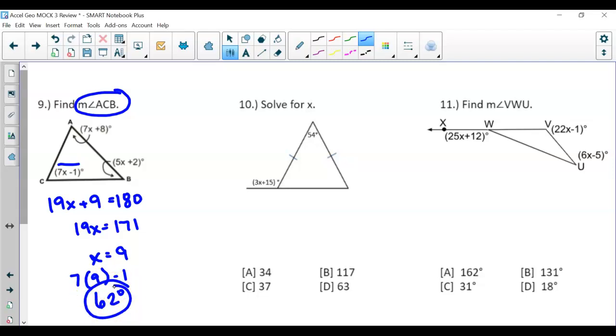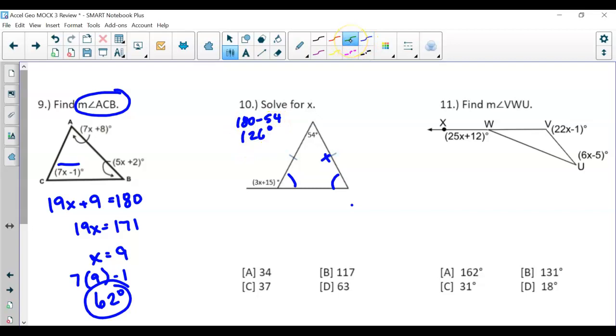So now number 10, we're focusing on an isosceles triangle, which means the base angles are the same, but we're looking for the value of x, which is an exterior. So keep in mind, in order to find the exterior, the x here, the opposite angles we have to add together to equal the exterior. So first, we've got to figure out the base angles. Well, this is 180 minus 54, right? Which gives us 126 degrees.